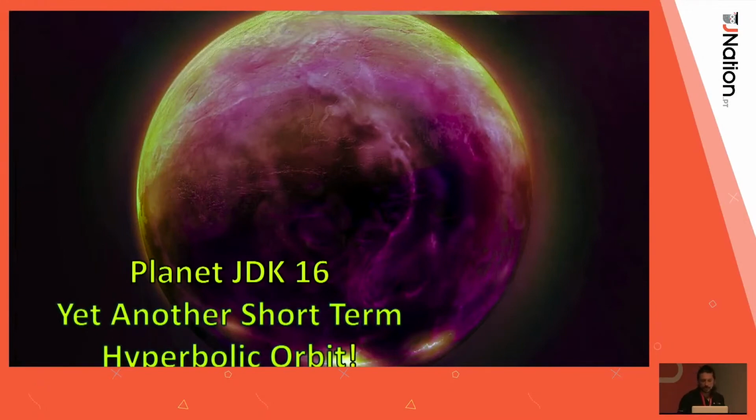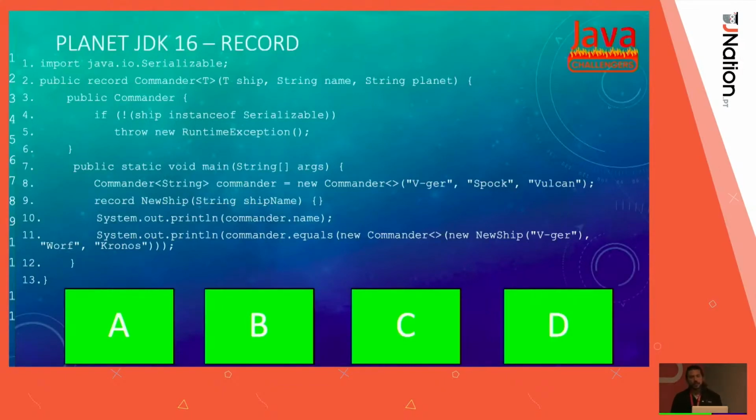JDK 16, another short-term version. So this is the record feature. The nice thing about record is that you can reduce a lot of the boilerplate code. Why? Because you have the equals and hashCode methods and the getters for free, and you also don't need to recreate a constructor. You can just use this new type of constructor. So it's very clean and neat.